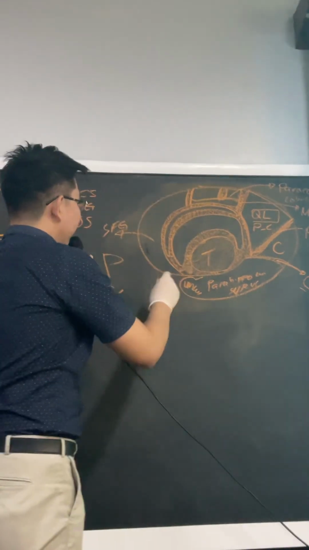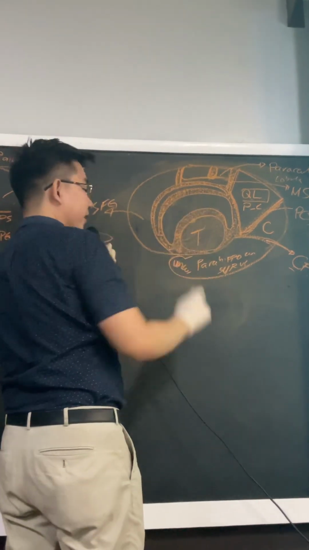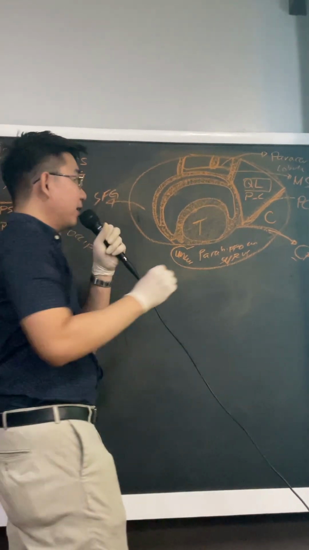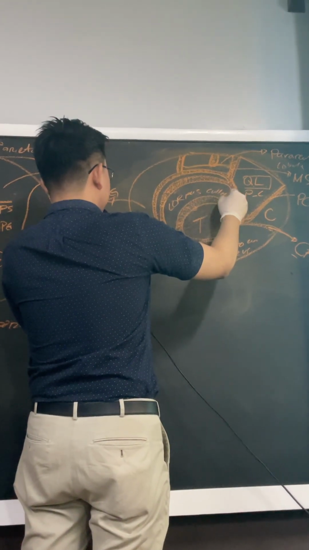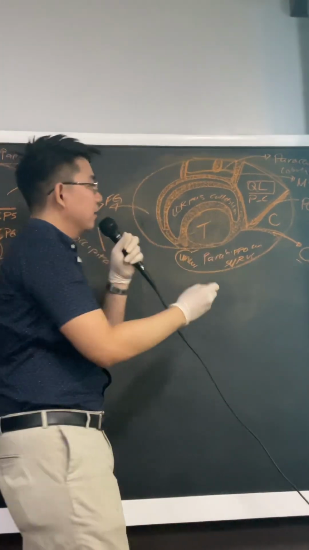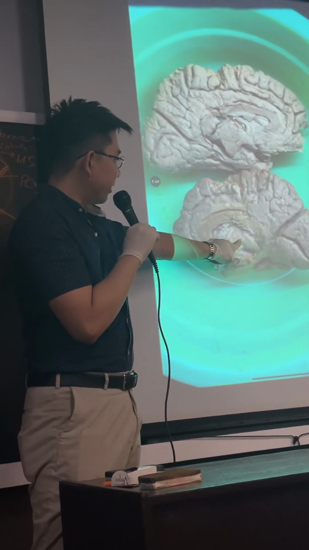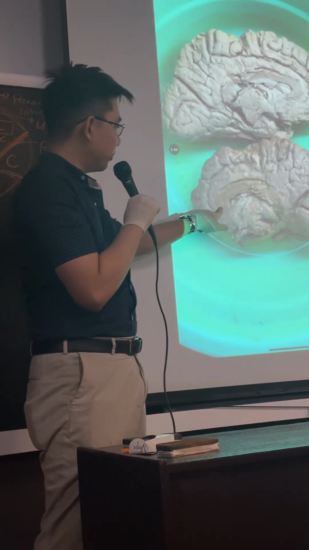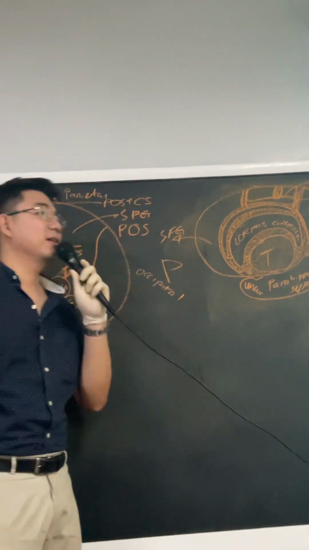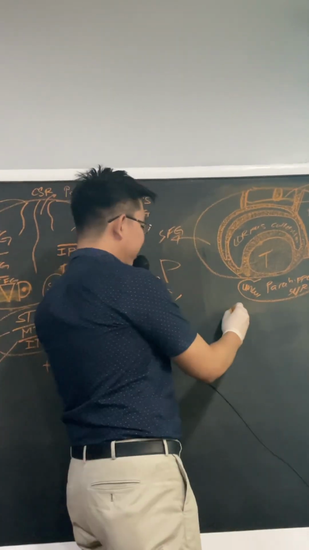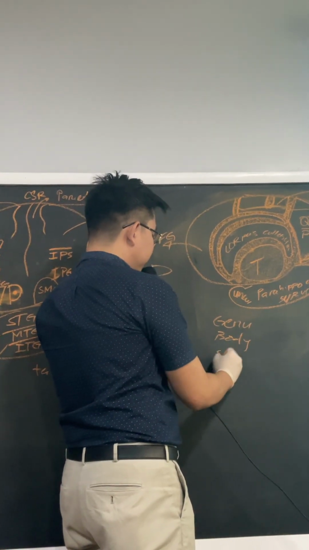Now, on top of this, you have a great commissure, and that is called the corpus callosum. So the corpus callosum is this one. Then you have the thalamus here. So this is the thalamus, and this is the corpus callosum. The corpus callosum has 3 distinct parts: the genu, the body, and the splenium.